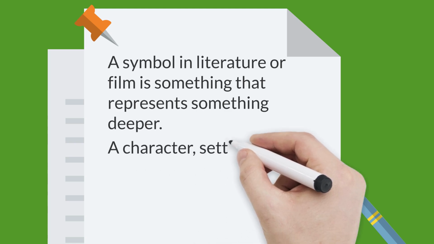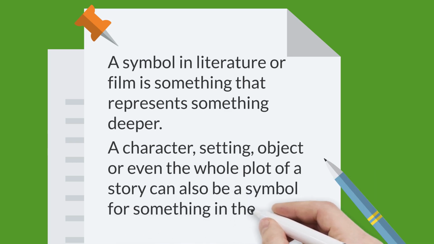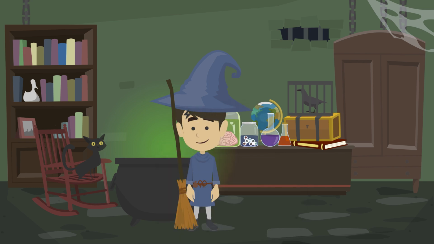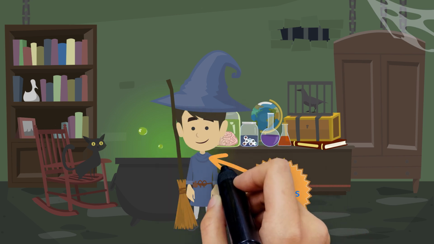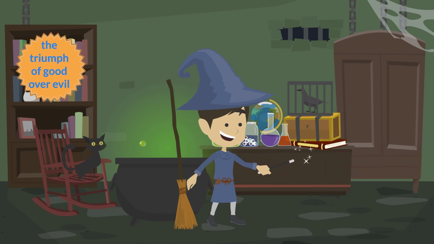A character, setting, object, or even the whole plot of a story can also be a symbol for something in the real world. Think about Harry Potter. He symbolises good, and his story symbolises the triumph of good over evil.